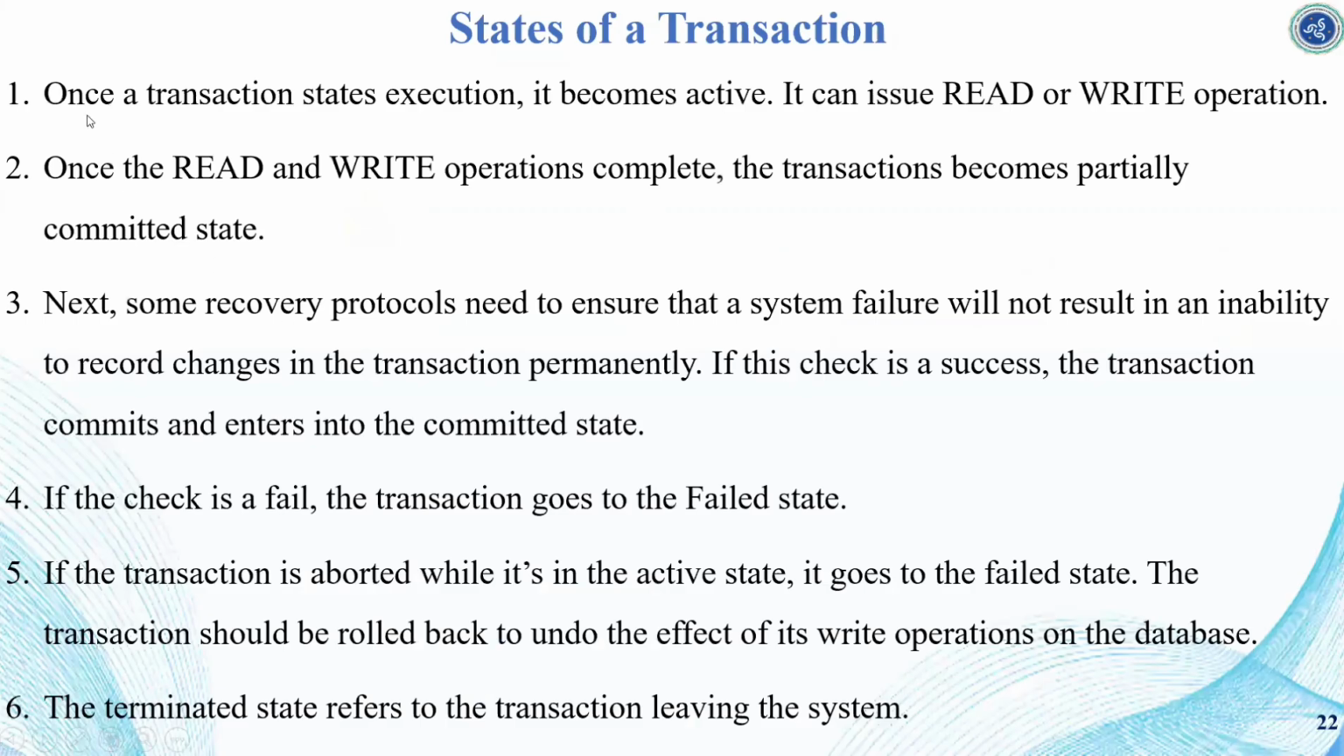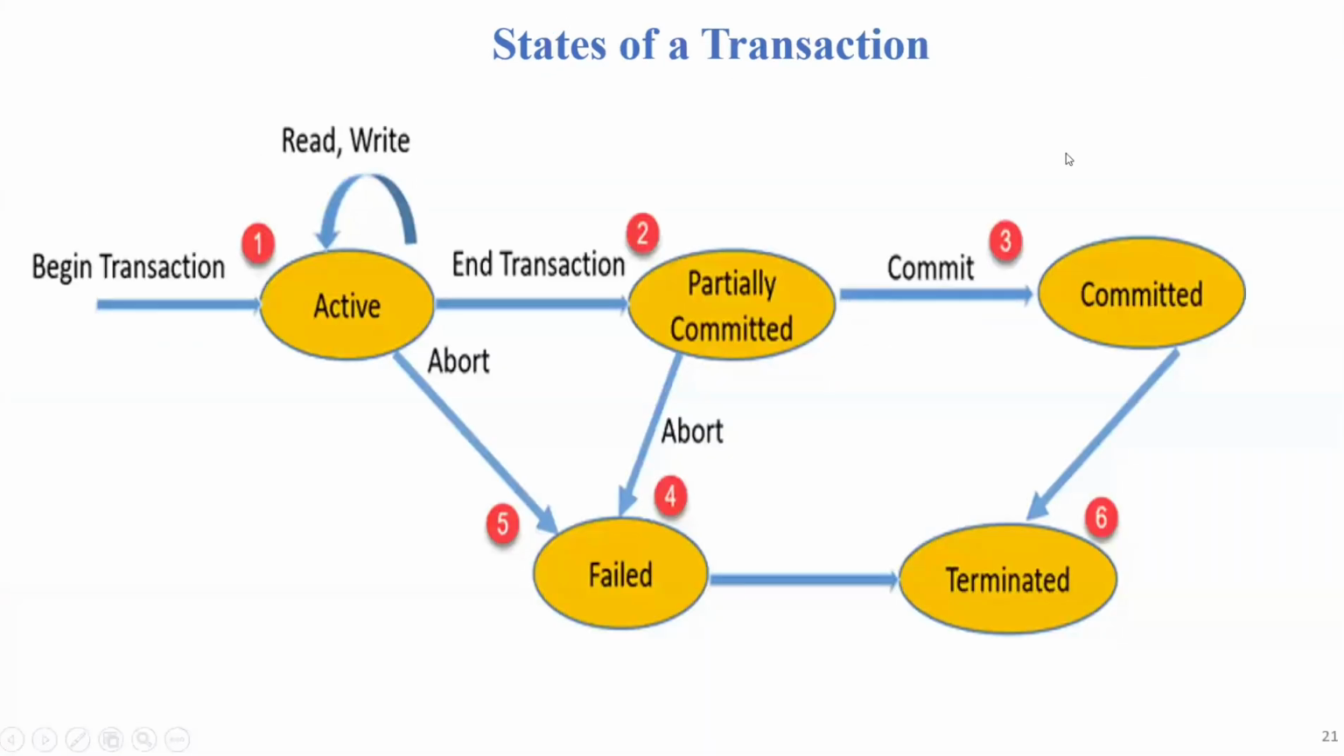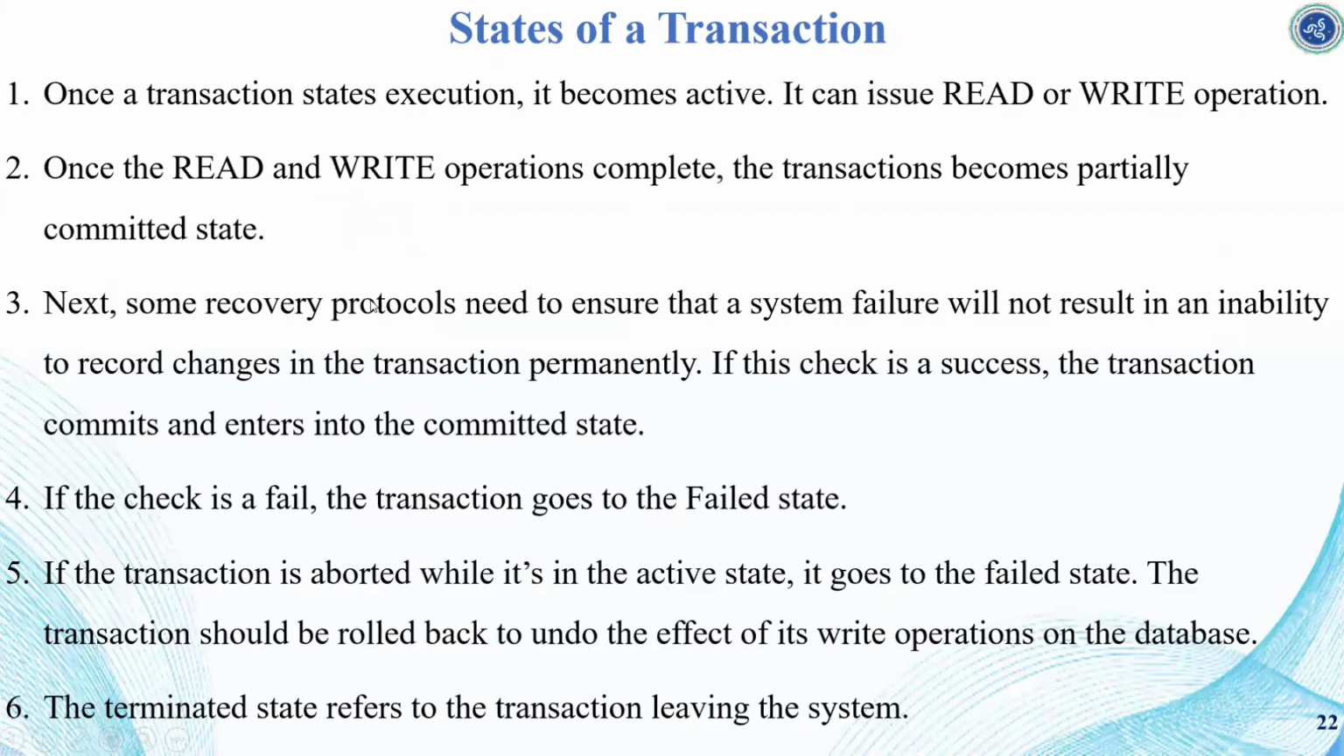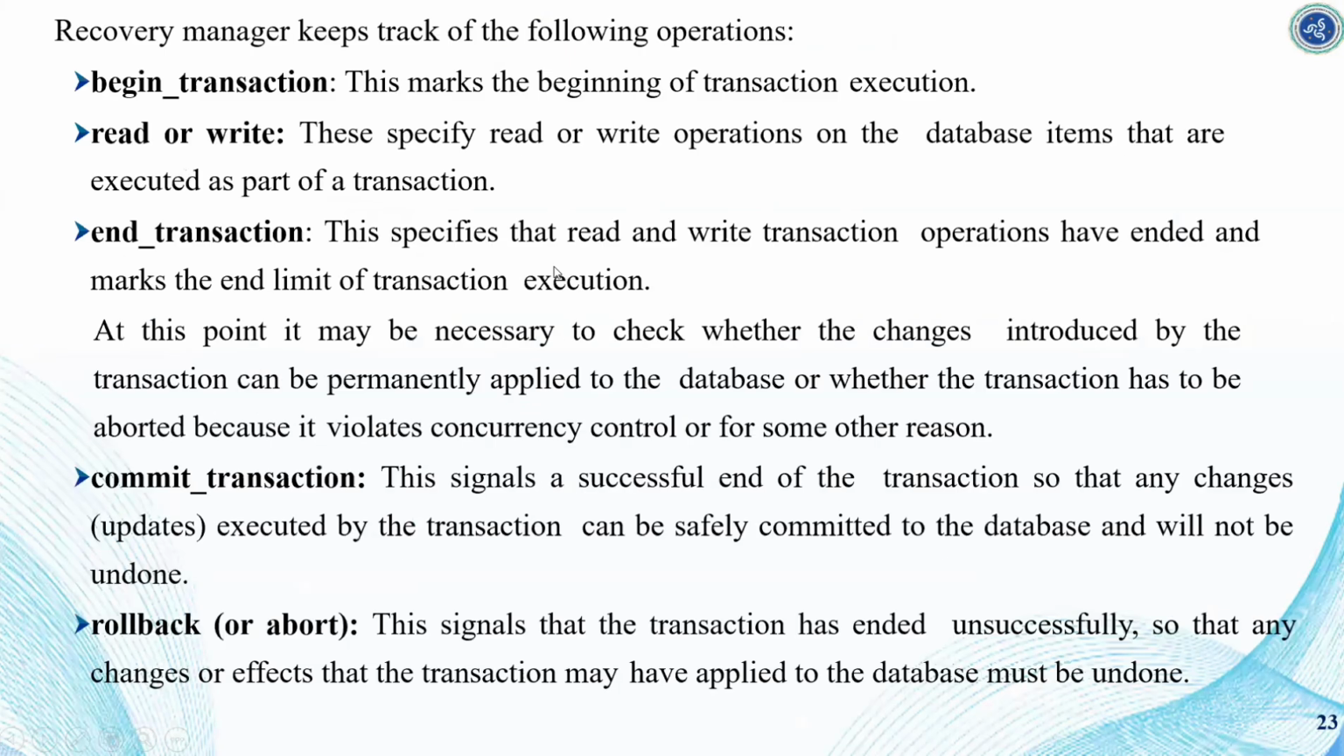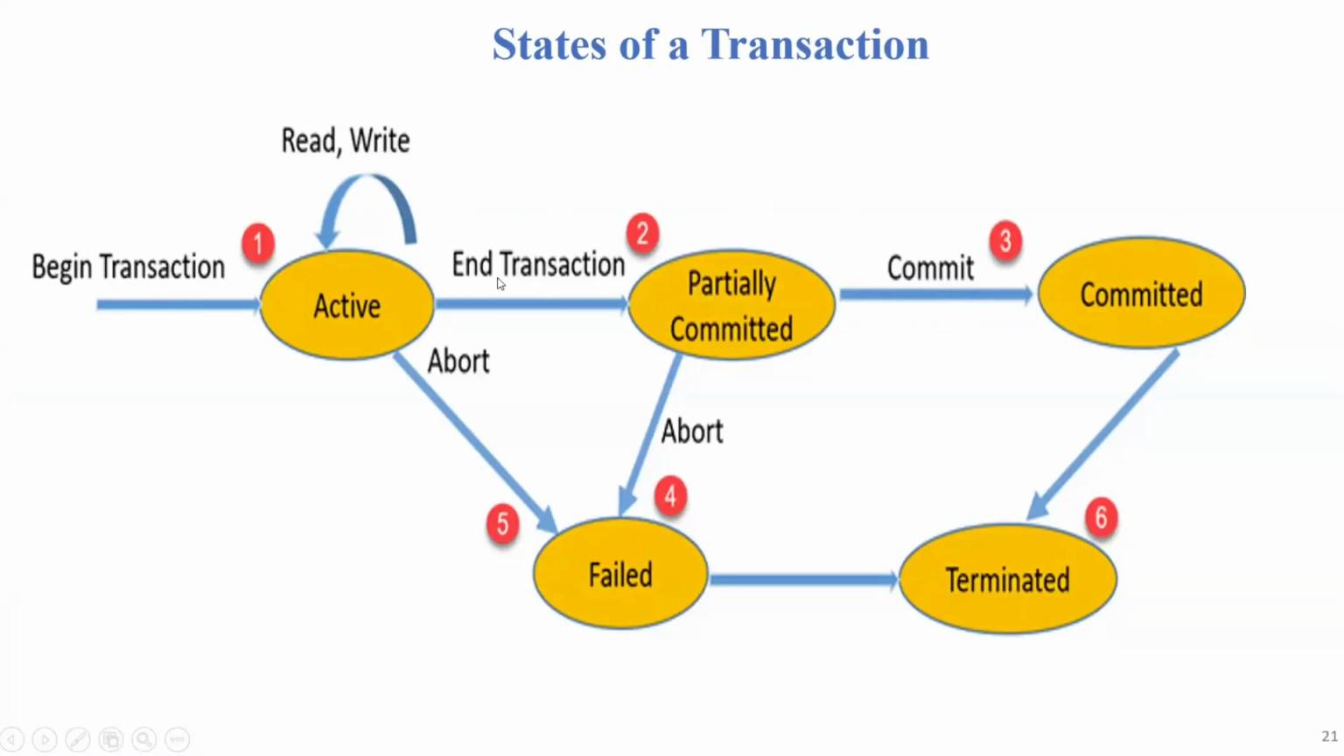Active means, once the transaction starts executing, it becomes active. When execution starts, the transaction becomes active. It can issue different read and write operations. The active state is the time when the transaction is in progress, and that is when we do the read and write operations. Okay, the time it is in progress.